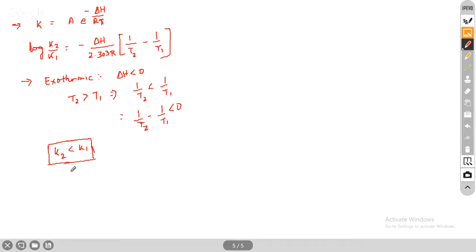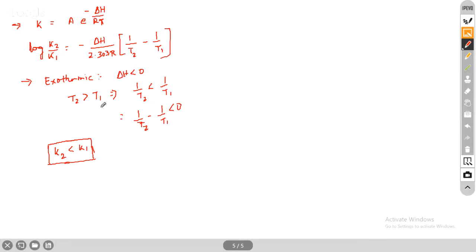So what we can say is that in an exothermic reaction, as temperature increases, the equilibrium constant decreases and the backward reaction will be favored. Whenever K is increasing, the reaction has a tendency to go in the forward direction. If K is decreasing, then the backward reaction will be favored. Reverse of this, when K is increasing, we get K2 greater than K1, so the forward reaction will be favored. Similarly, you can understand for an endothermic reaction, where del H is greater than 0.